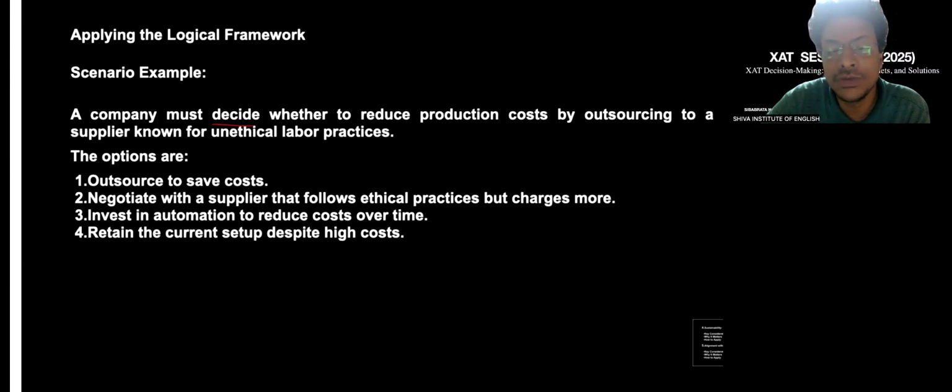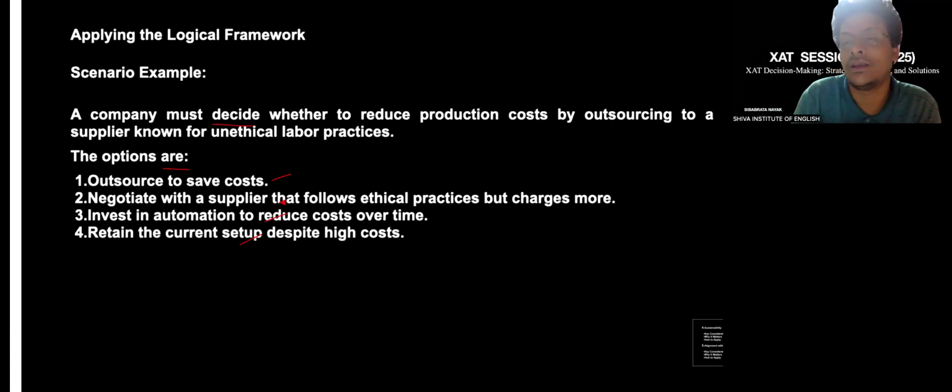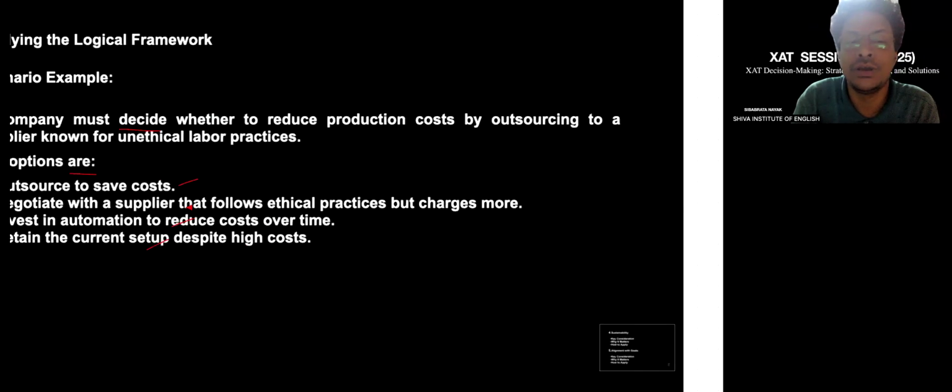So here, the options we can find out are: the first one, outsource to save cost. Second, negotiate with a supplier that follows ethical practices but charges more. Third, we need to think of the third one, which is stated as invest in automation to reduce cost over time. And the fourth one, retain the current setup despite high cost, right?